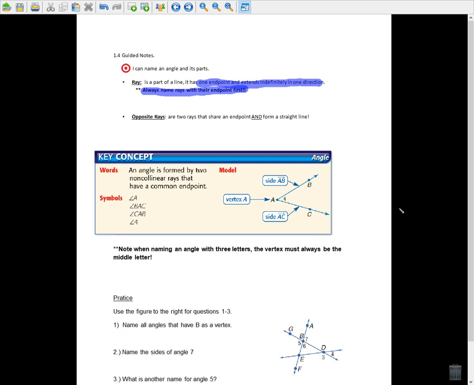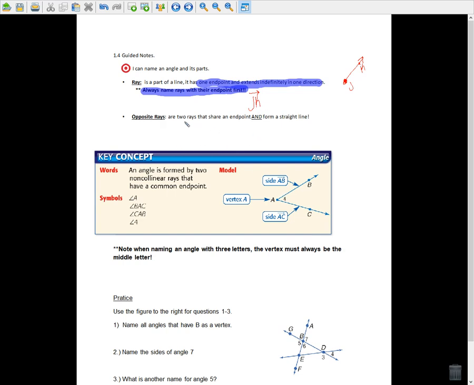So let me show you what I mean. If we had, let's say, this ray right here, let's say this was J, K, okay? We will always want to name it with the endpoint. So do you guys see how this right here is a point? This right here is a line. So we will always want to start this off with the endpoint. And we will put a line over top of it, but we only will have one arrow on that line, okay? So that is a ray. Make sure we understand how we can use that and how we name it.